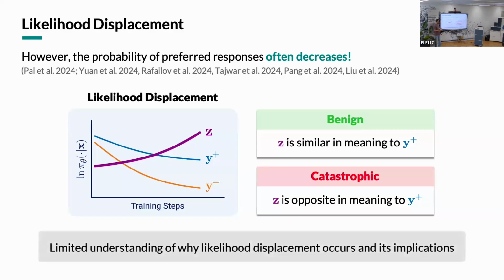And despite the prevalence of likelihood displacement in practice, it was not clear why it happens and also what its implications are. Can it be catastrophic? In which settings? What can you do with it? And this is the gap that we aim to address. First, I'd like to show that this can indeed be a problem when you try to align the language model, and can lead to surprising failures.